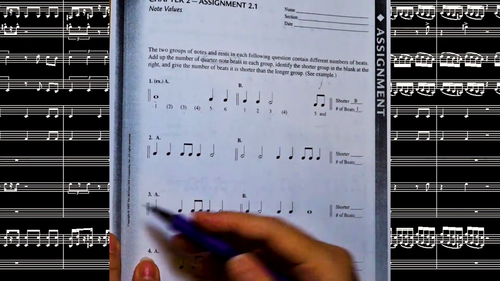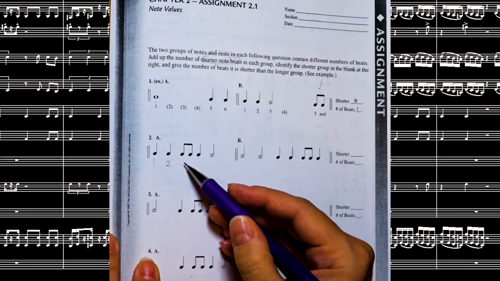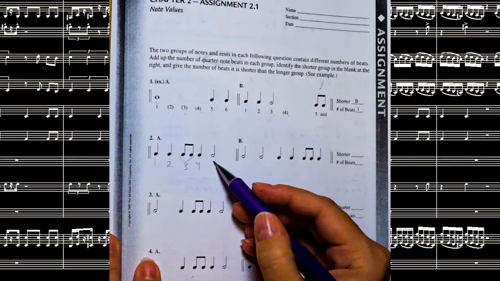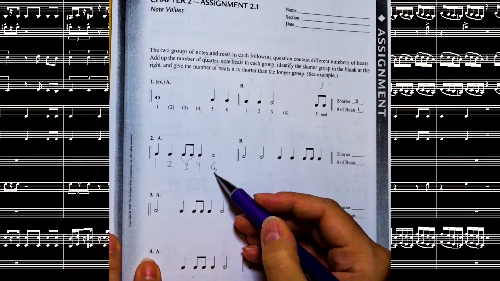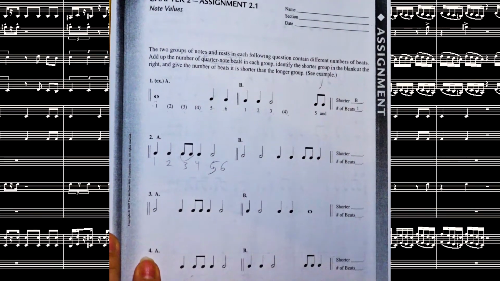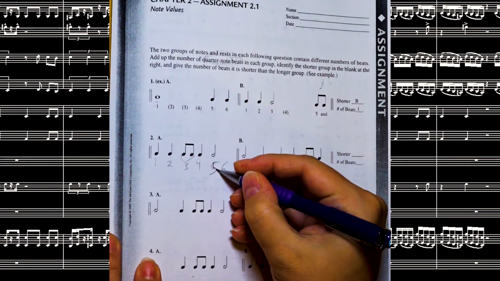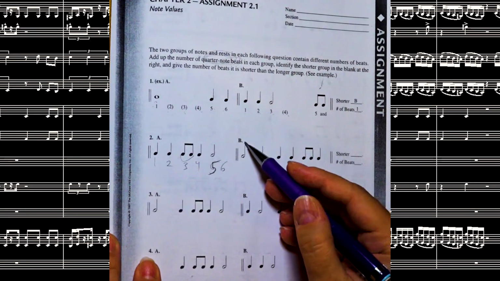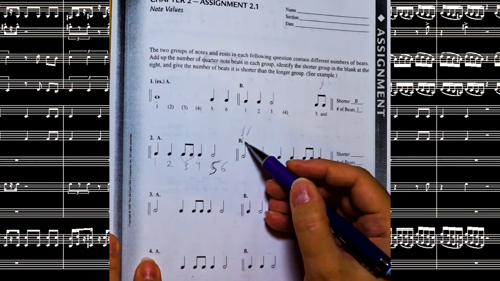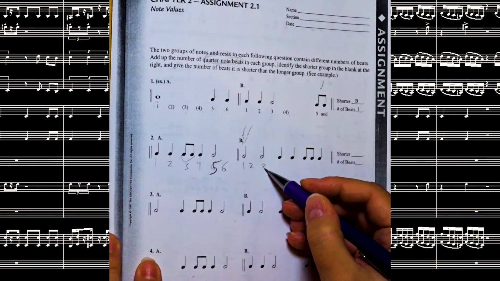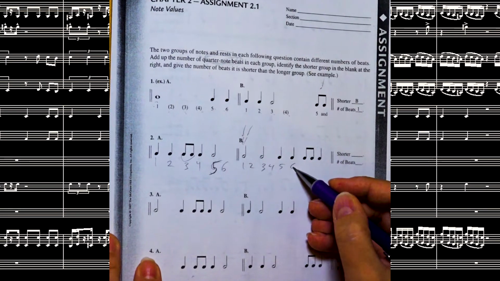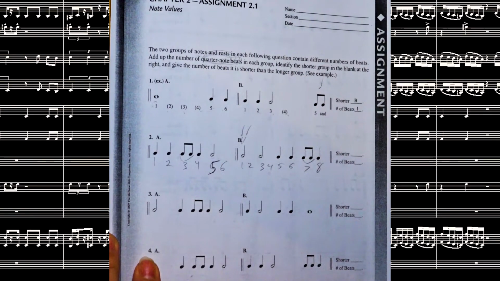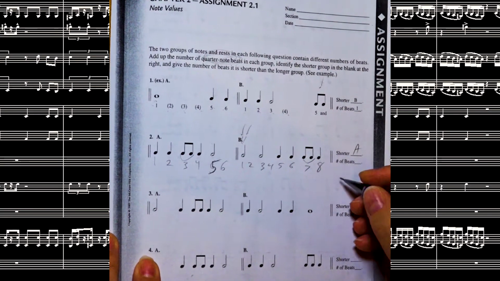All right, so let's go through this. So 1, 2, 3, 4, 2 quarter notes, 5, and 6. Sorry, 5. Okay, 2 quarter notes in a half note, remember? So 1, 2, 3, 4, 5, 6, 7, 8. So which is shorter? A. By how many beats?